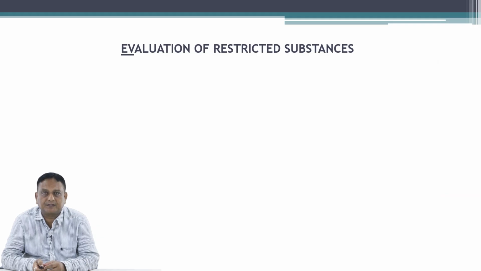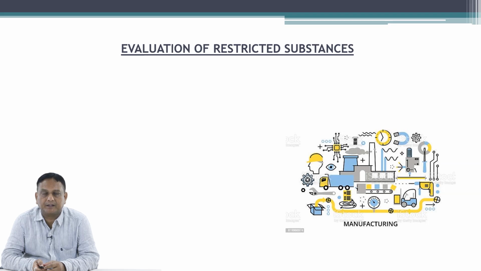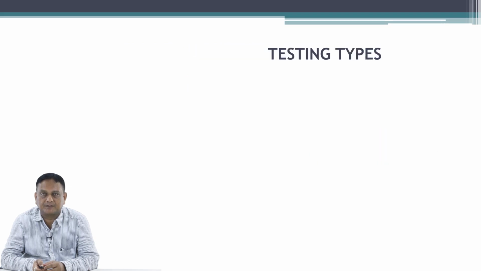So, evaluation of restricted substances, when you are talking, there are different chemicals, different methods are applicable for that, and different chemicals or restricted substances which are used in the manufacturing of different garments. And manufacturing process, when we are talking about the production, we are talking about the development of the product, we are talking about the testing of the finished product. So, restricted substances plays an important role here. You have to evaluate those restricted substances.